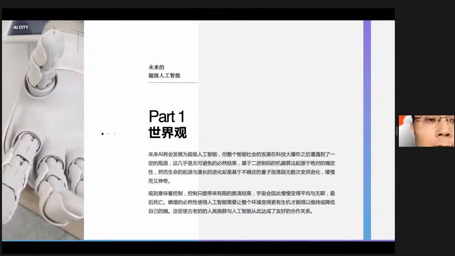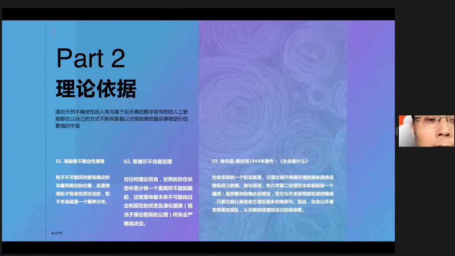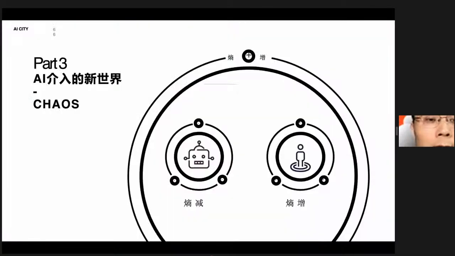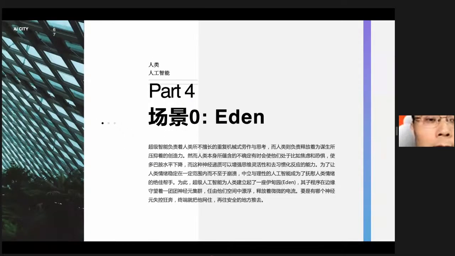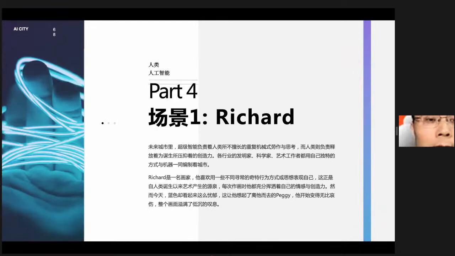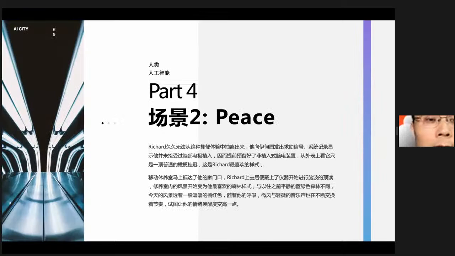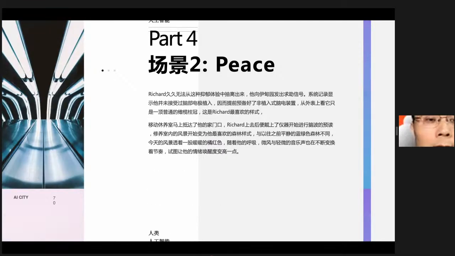Here we have a Chinese version of the example we just mentioned. First, we set up the worldview for the future, the outlook. There are some theoretical bases, like the theories about uncertainty. Then we see the impact of this increase or decrease of therapy, and then the scenario like Eden. We can see the story develop in different scenarios. For example, a painter expresses his view on life and art. Also, we have other scenarios, for example, to relax, and also there's the entry to the next session.